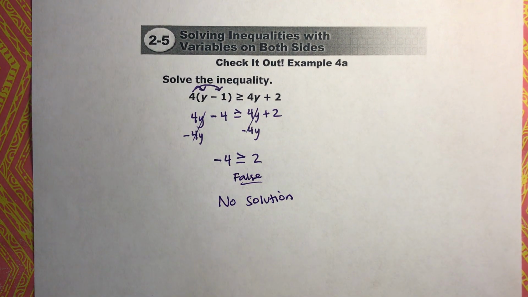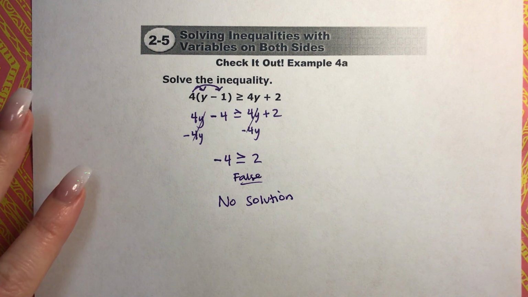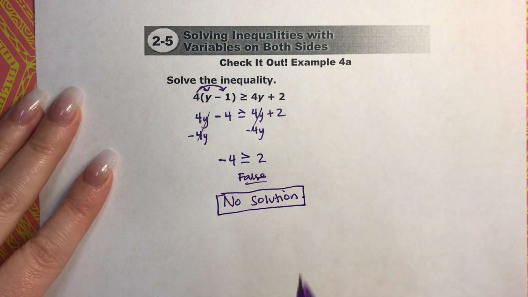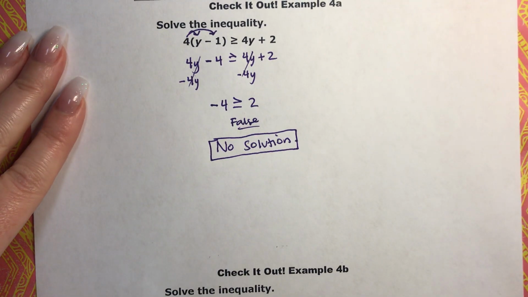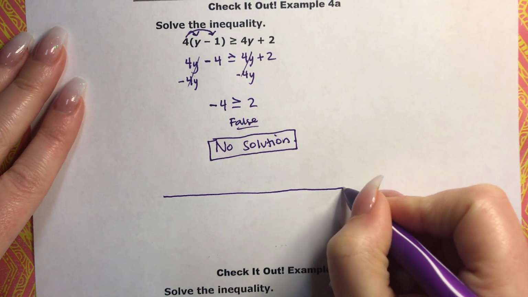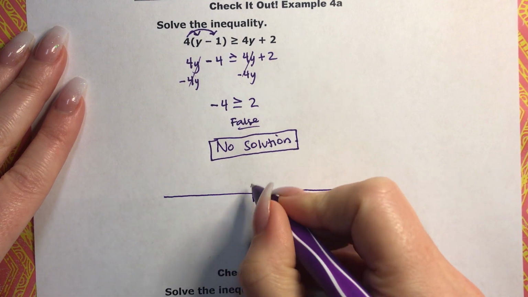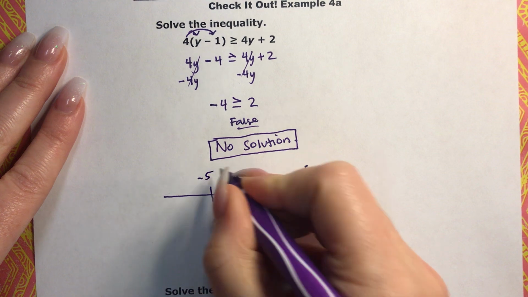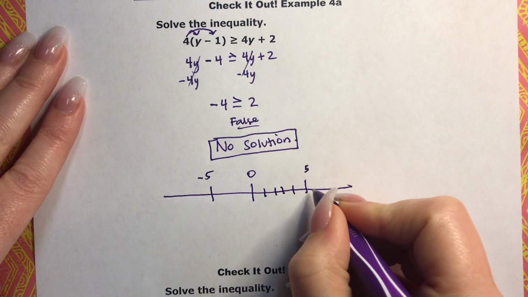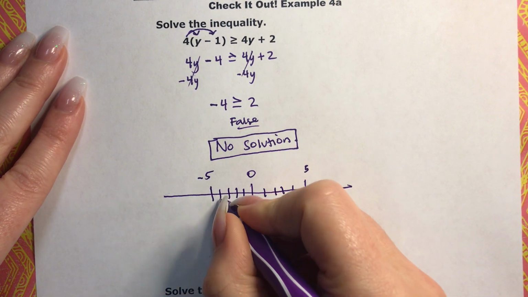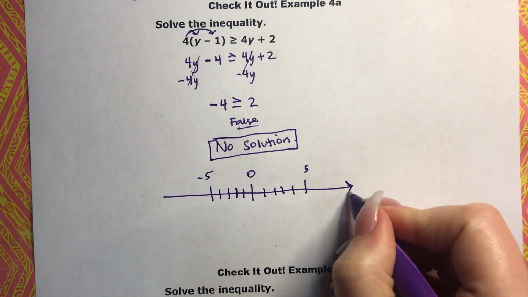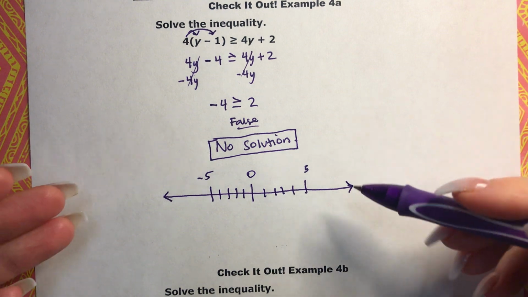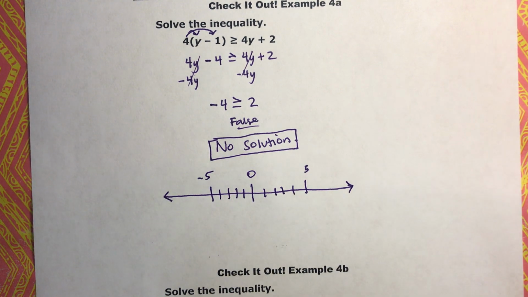All right, now, this doesn't ask you to graph, but no solution is the answer, and I just want to show you what no solution looks like on a number line. It's really obvious, but if you ever had to graph this, you have 0 here, let's say this is 5, and let's say this is negative 5, right? 1, 2, 3, 4, 5. 1, 2, 3, 4, 5. And yeah, that's it. That's how you graph it. No solution means you never put anything on the graph.